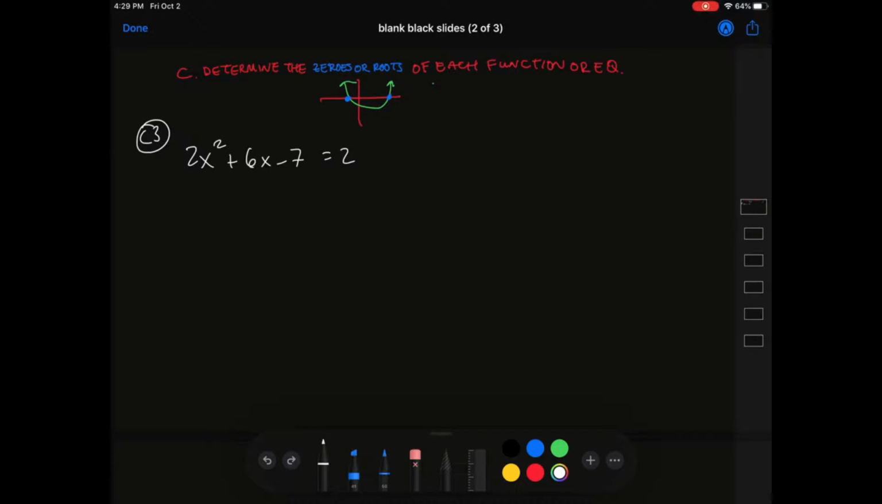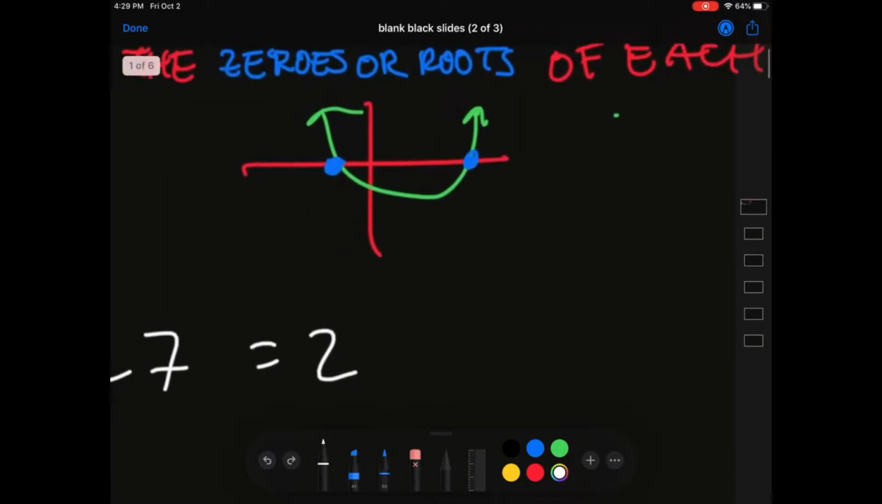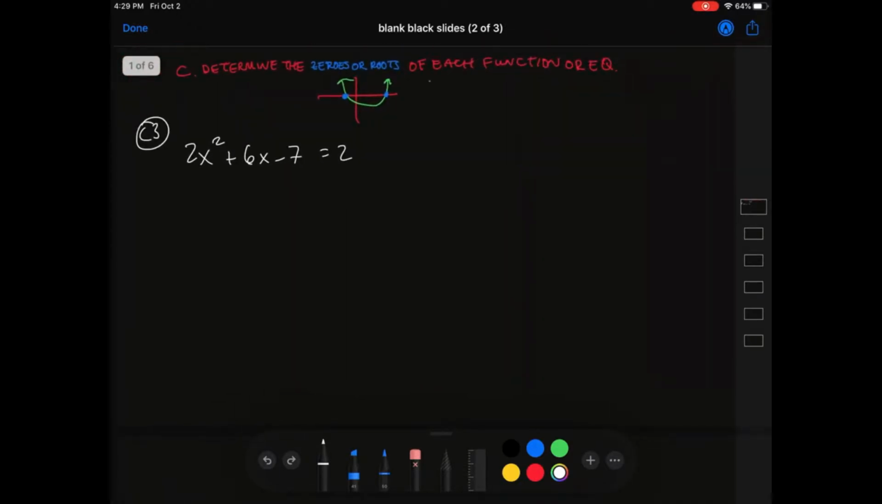Hey guys, Mr. Ring here. Let's go over C3. Determine the zeros or roots of each function or equation. Remember, we're trying to find those blue dots. Well, look at this equation. Now, it looks like standard form here, and that's wrong. Why is that wrong? Because you have this 2 over here. So let's move that 2 over.